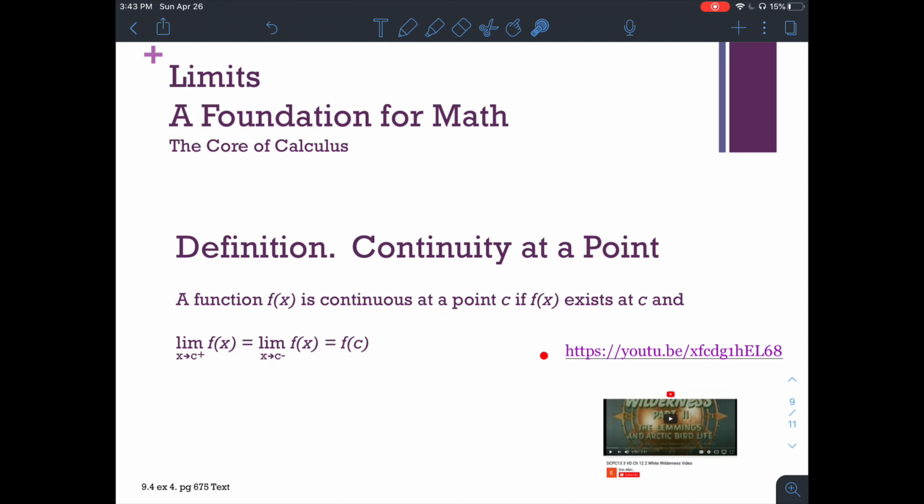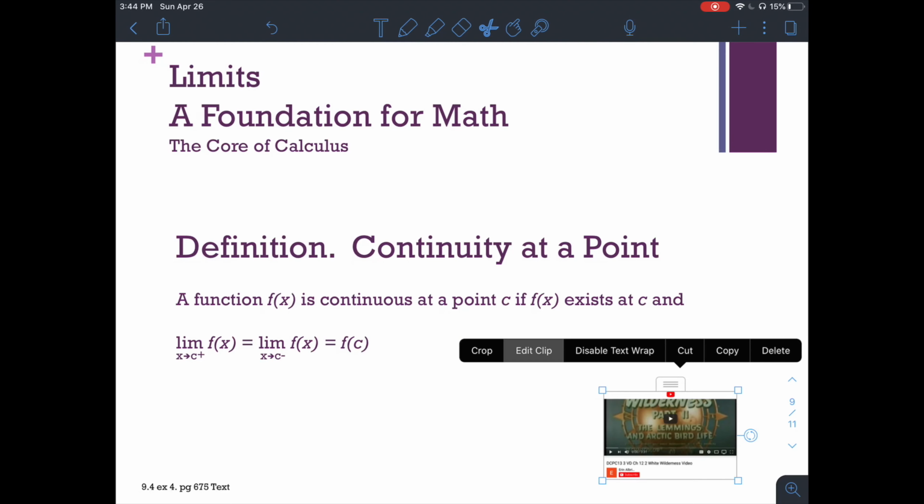All right, and we'll talk about this more later, but there is a video. It's at this link right here, which I'm going to show right now, but you can look at that again later, which has more of a conceptual understanding of continuity. This is our formal definition, and this is what you're going to use in calculus. But to get a better understanding of continuity, we have this little video.